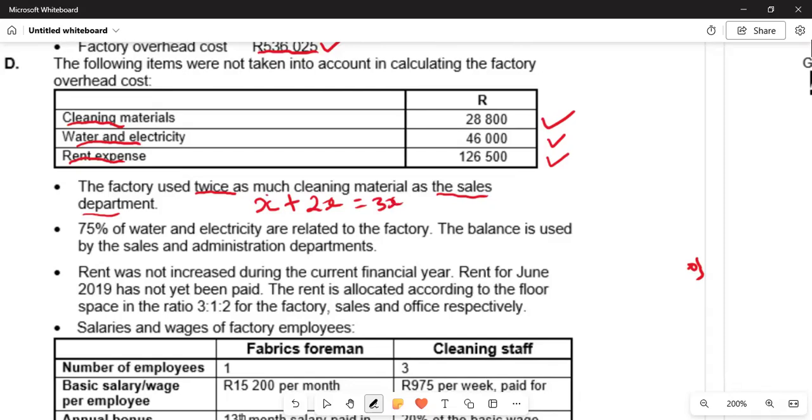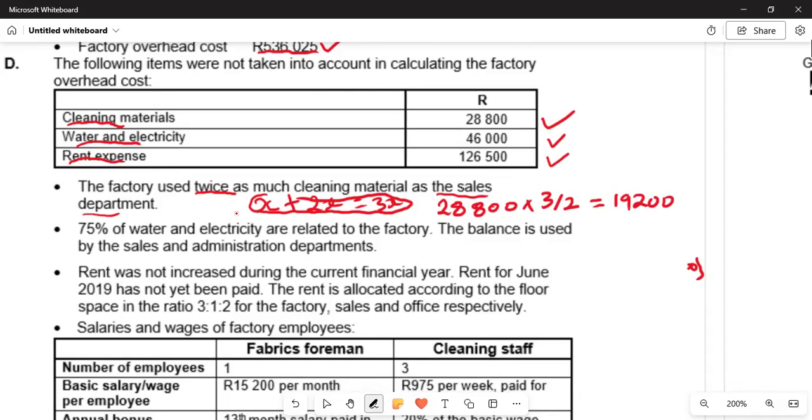That is when we can say how we are going to calculate it. This simply means that our sales department is 1 plus 2, which is 3. So we are going to say 28,800 multiplied by 3 out of 2, which will give us 19,200. So this is how simple we are going to calculate it.